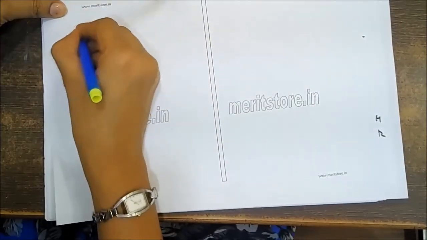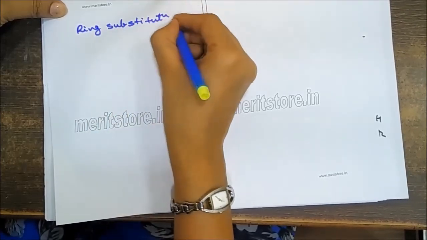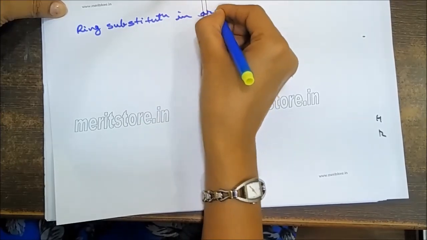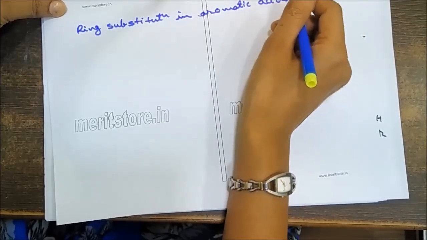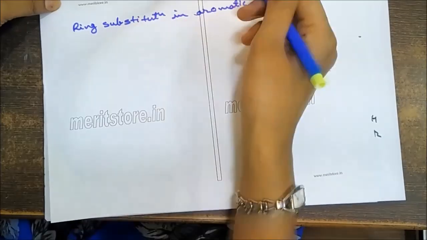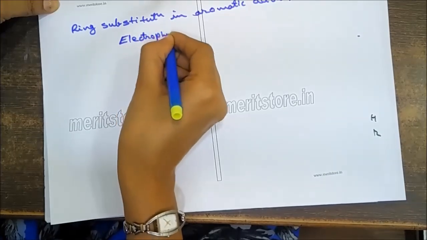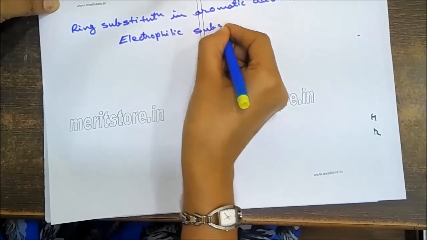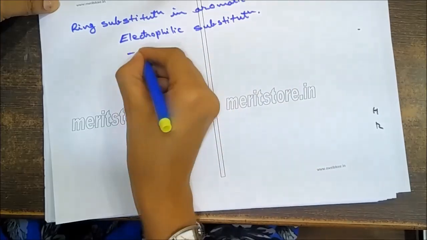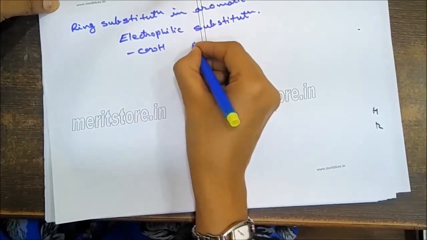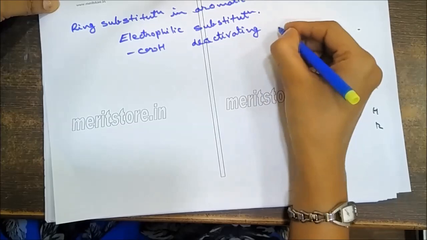Now the next reaction is ring substitution in aromatic acids. This is an electrophilic substitution reaction. In this reaction, the COOH group, the carboxylic group, is deactivating and meta-directing.